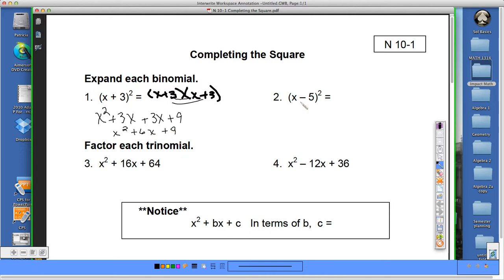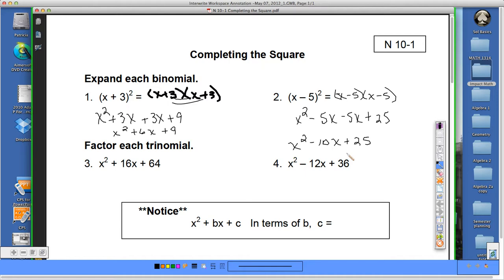Okay. Now if I have x minus 5 squared, again it's x minus 5 times x minus 5, and that'll be x squared minus 5x minus 5x again, and plus 25, which multiplies to be x squared minus 10x plus 25.